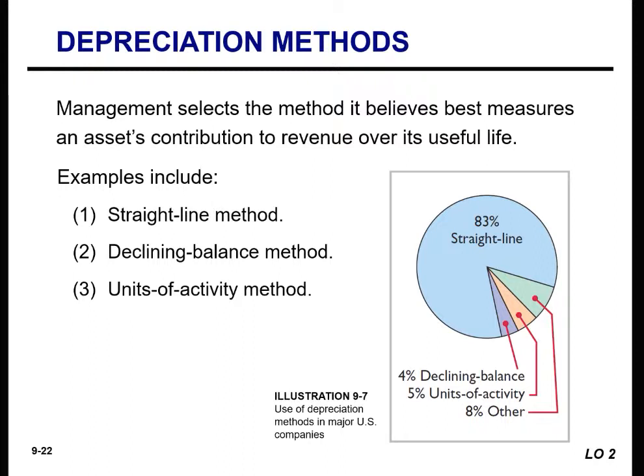Straight line method is the one most widely used, as you can see here, at 83%. It is used for some or all of the depreciation by more than 95% of U.S. companies.